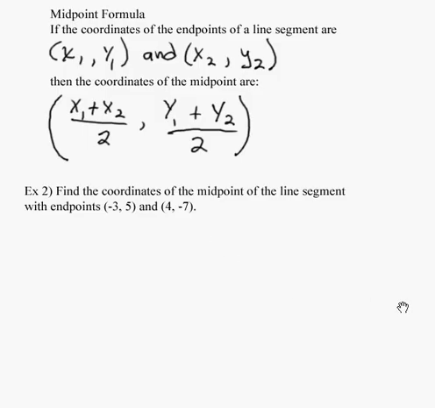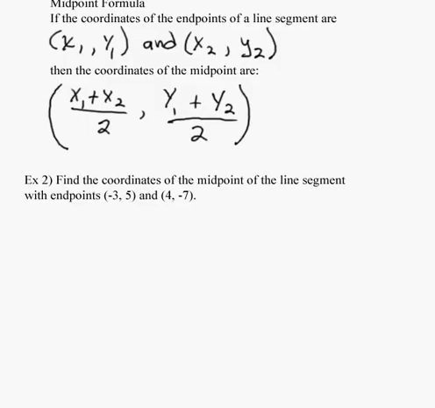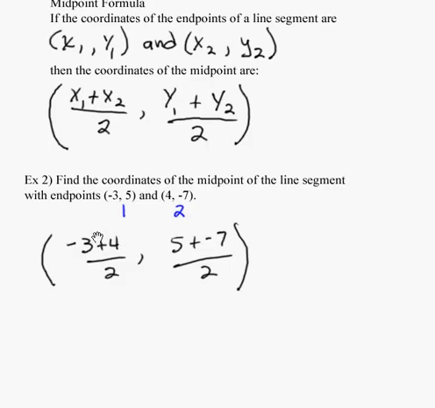So we only need one simple example for that, since this is fairly easy. No need to graph, no need for compasses and protractors and constructions. All we've got to do is call one of those points point 1, the other point 2, so we're consistent. And we're going to average the x values. Negative 3 plus 4 divided by 2. And average the y values, 5 plus negative 7 divided by 2.